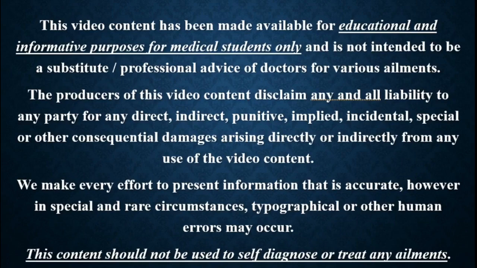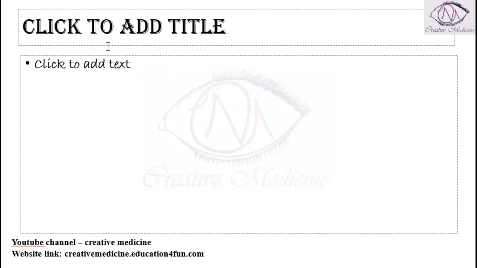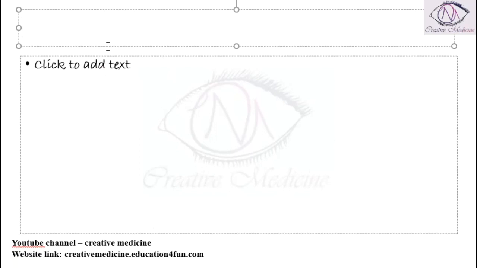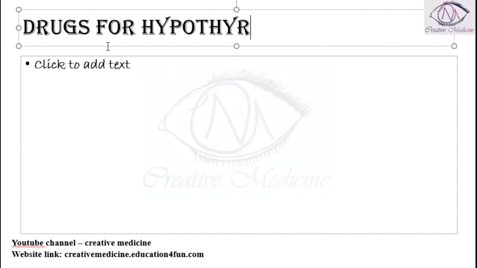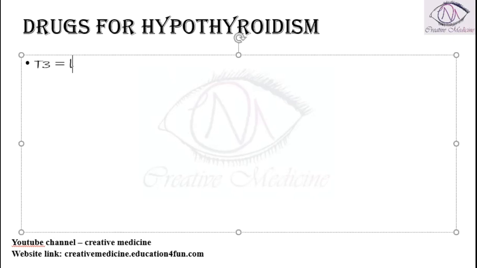In this lecture, we will learn about drugs for hypothyroidism. For hypothyroidism, there are two drugs which can be given. One is T3, which is called liothyronine, and we have T4, which is levothyroxine. So liothyronine is T3 and levothyroxine is T4.